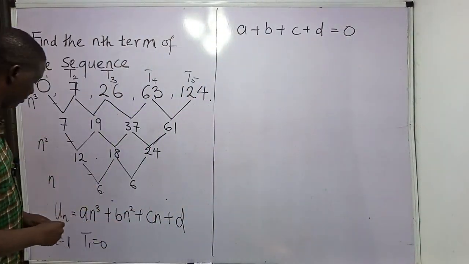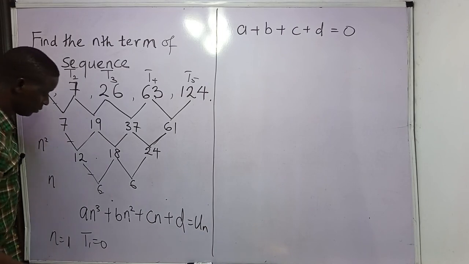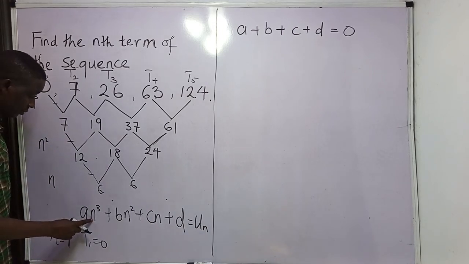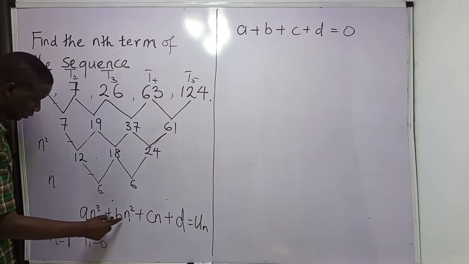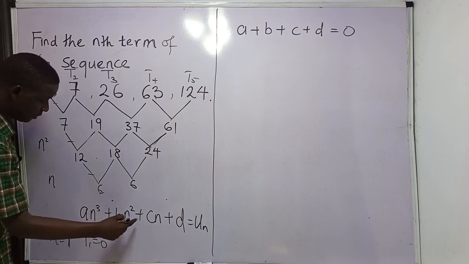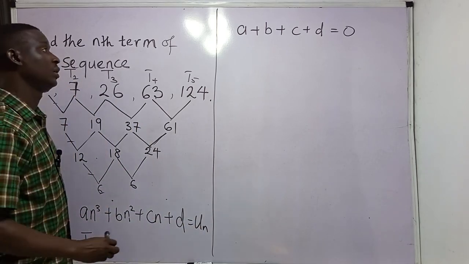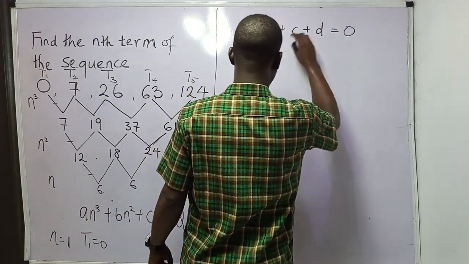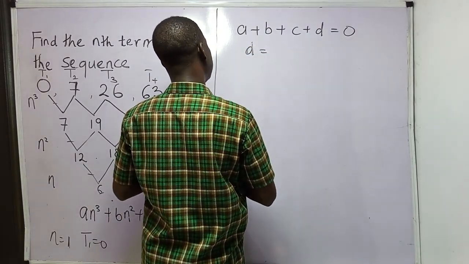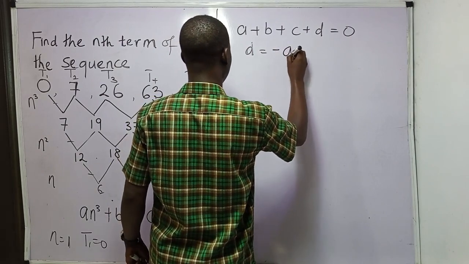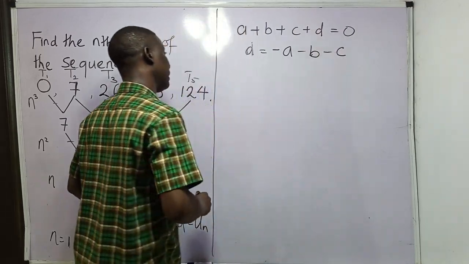So that means Un, when n equals 1, we put 1 here: a, b, c, then d equals the first term, which is 0. So we are going to have equation 1. From this equation 1, d will now become minus a minus b minus c. Leave it like that.